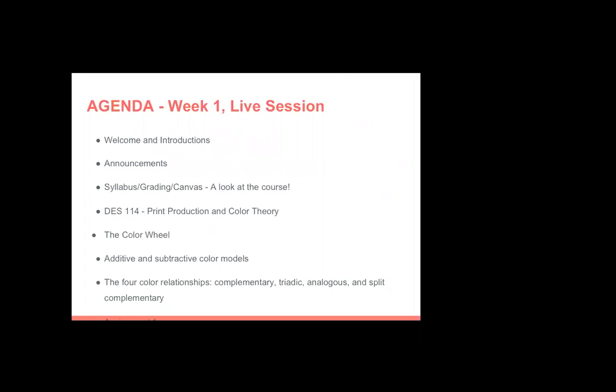All right, so we're going to go over some announcements, syllabus, grading, Canvas, look at the course, and talk about a few things. We have a little bit of a different discussion, I guess, in the way we do discussions in this class. I'm not sure if you guys have done this as of yet, so we'll take a look at that. And we're going to go over just what the class is about, the color wheel. You guys will be creating a color wheel for this project coming up in week 1. We'll talk about additive and subtractive color models and all of the color relationships: complementary, triadic, analogous, and split complementary.